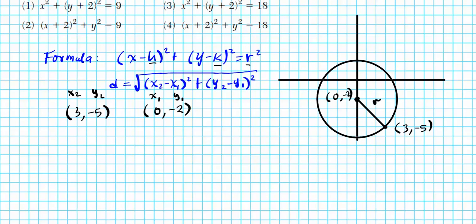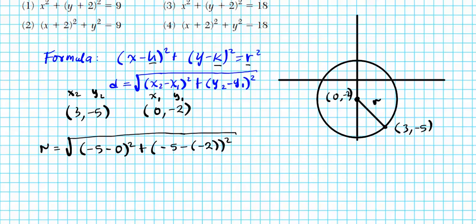So applying the distance formula, r is going to be the square root of x2 minus x1. So x2 is -5 minus x1, which is 0, squared, plus y2 minus y1, -2, squared. Okay, and then let's simplify. So we have the square root of -5 minus 0 is just -5 squared, plus... okay, I made a mistake.